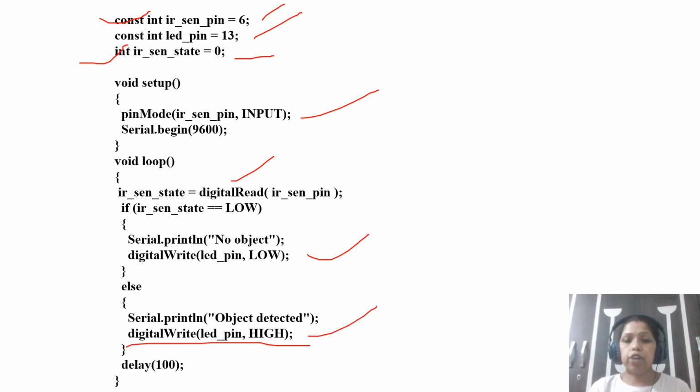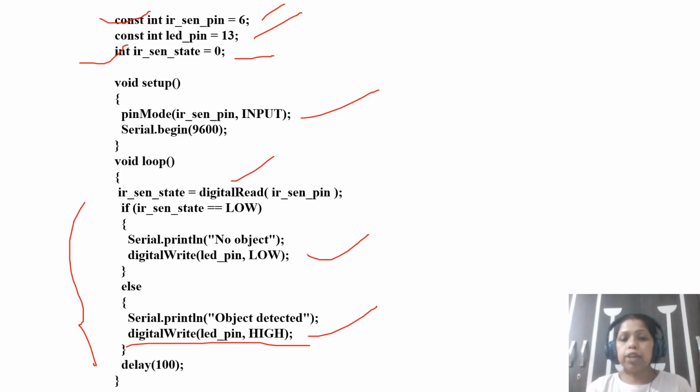For turning on and turning off, I have already explained how we have to write the code. So here we are using the if else statement. This operation will be sustained for some time, for that I have mentioned delay 100. Again the loop will continue, it will continuously detect whether any object is there or not, and again turn the LED on or off.